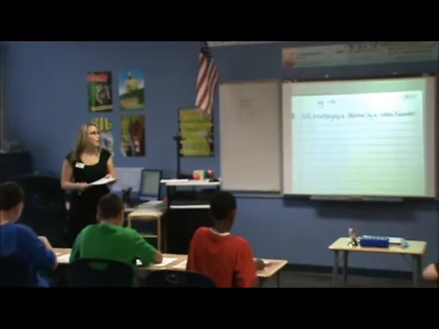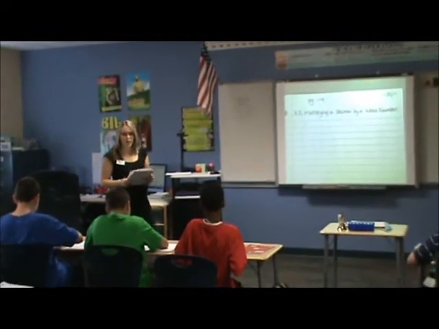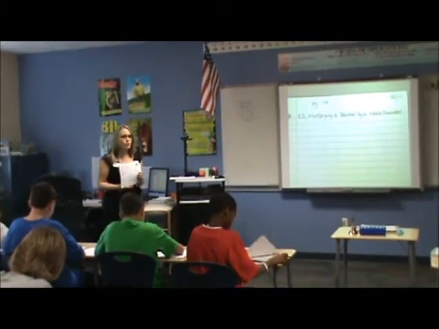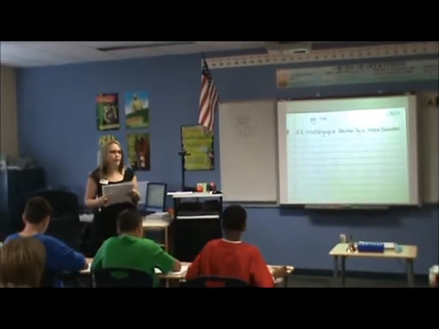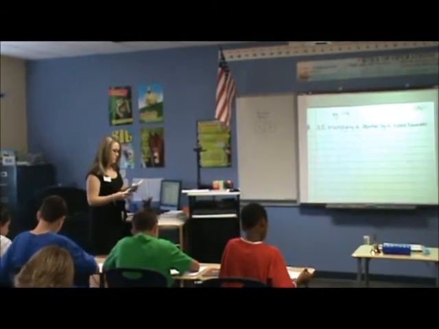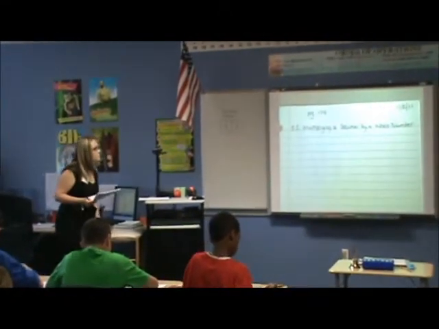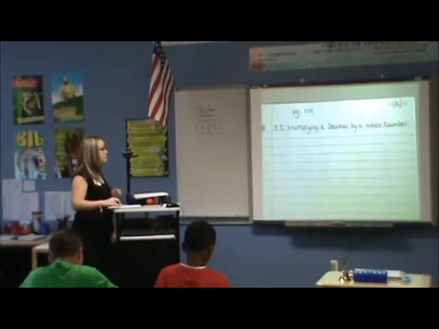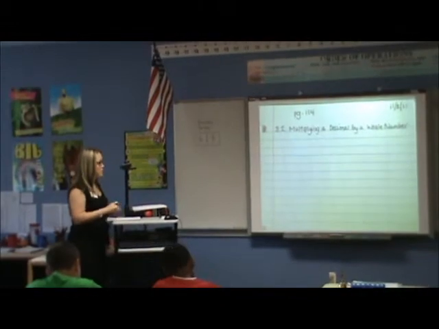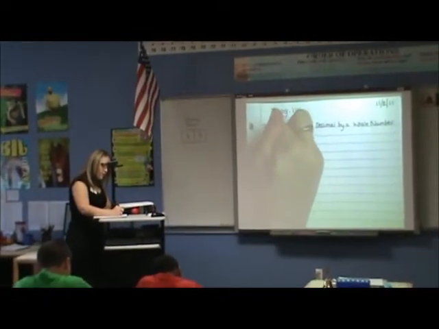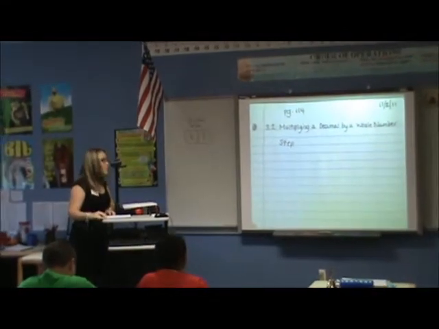Today we are multiplying a decimal by a whole number. This is section 3.2 and it's page 114 in your math textbook. So there's three simple steps to multiplying a decimal by a whole number.